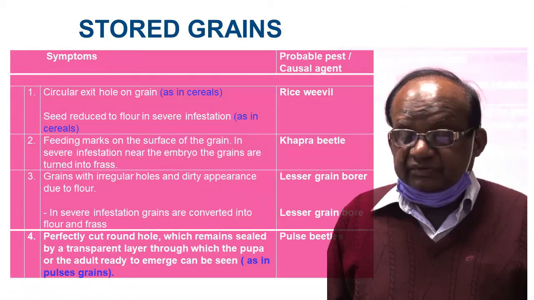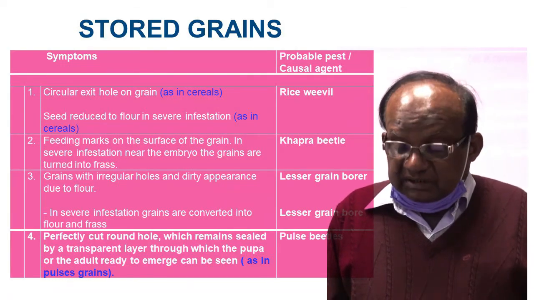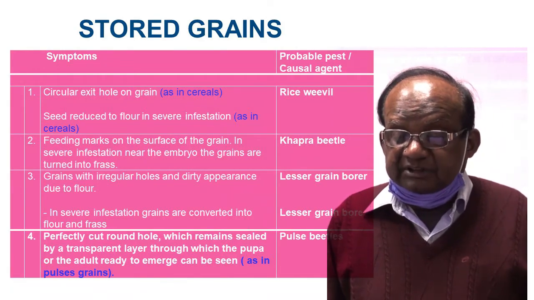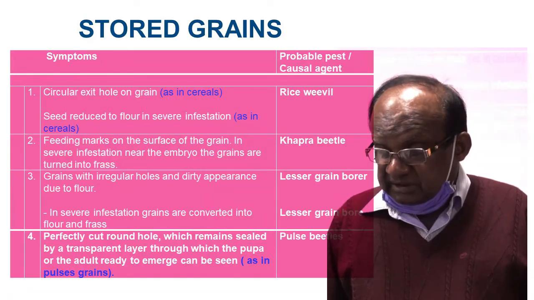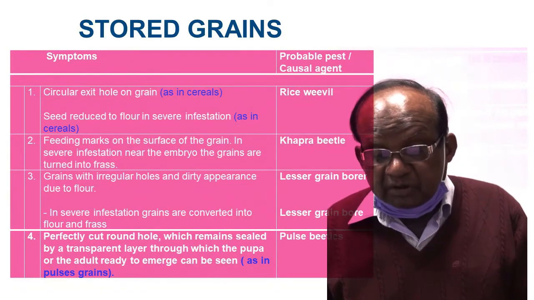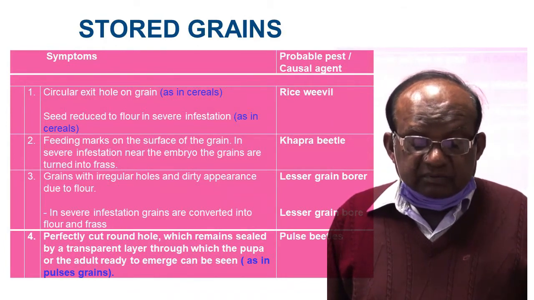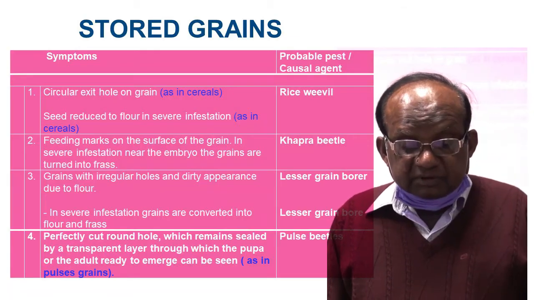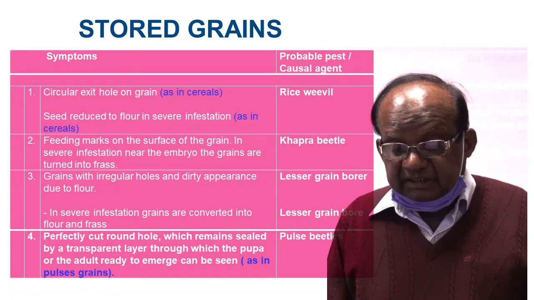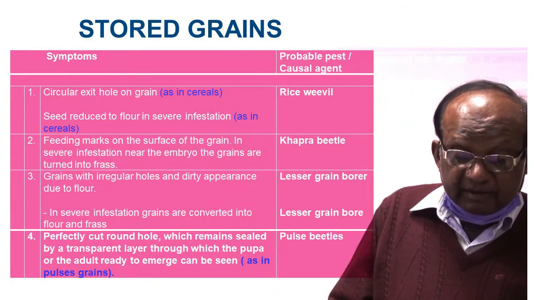This is a polyphagous pest for stored grain, whereas rice weevil is the most major, most injurious pest for rice in stored condition. Then grain with irregular holes or a dirty appearance due to flour occurrence. In severe infestation, grains are converted into flour. It is an indication of lesser grain borer.